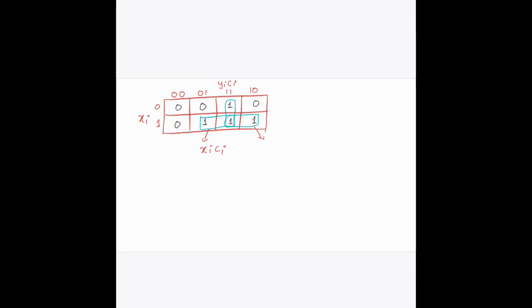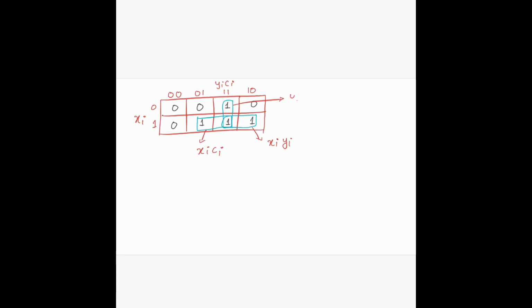This term corresponds to xi. Here the term which is not differing is yi, that is yi is equal to 1. So we can write it as xi yi. Now this subcube, if you consider, is yi ci. So this will be the equivalent expression. So we can write the equivalent expression as xi ci plus xi yi plus yi ci.